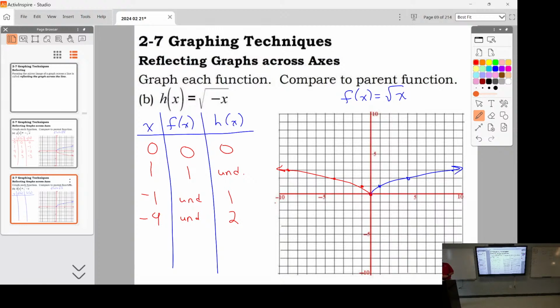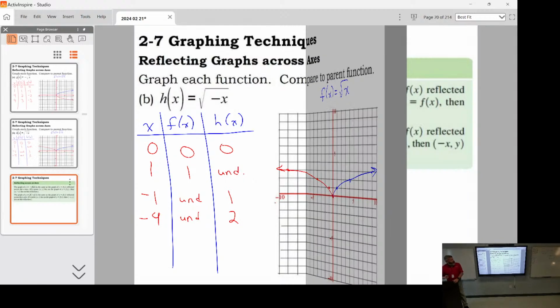So the input changed. This is a reflection across the y-axis because it's changing it horizontally. It's changing the x values. Questions, comments, concerns there? Yeah, okay.